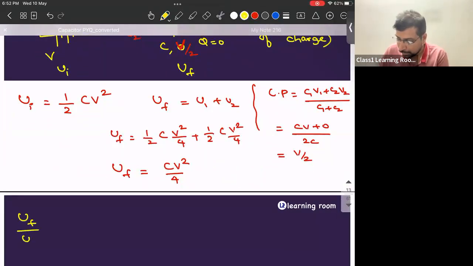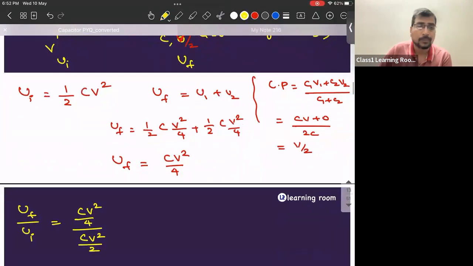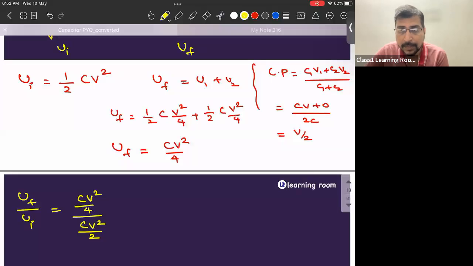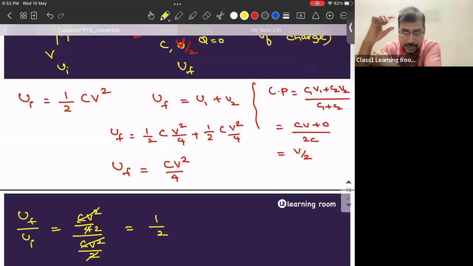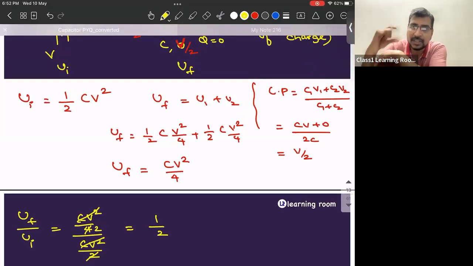So U final divided by U initial is equal to CV square by 4, the whole divided by CV square by 2. CV square and CV square will get cancelled. 2 will cancel this 4 two times. So the answer will come out to be 1 by 2. So the meaning of this is, whenever you have a capacitor which is charged and it is connected across an uncharged capacitor, the initial energy will always decrease by 50%.